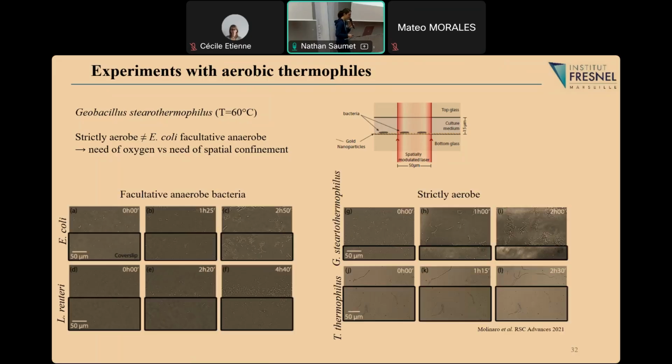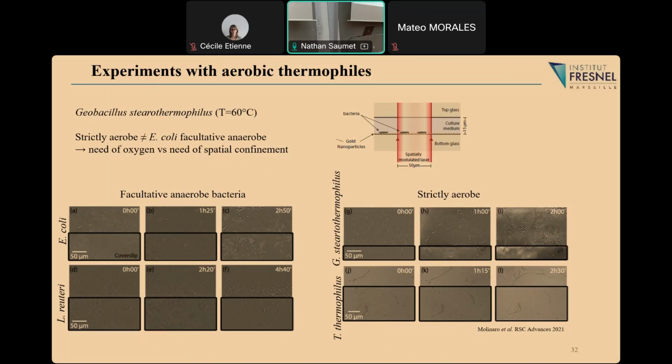So I carried out some experiments to check whether the problem comes from the oxygen. So here, I hope that we can see something. Here, it's two bacteria that are facultative anaerobes. So if they have oxygen, they are okay with that. If there is no oxygen, they are also okay with that. They can grow. So here in black, I have the cover slip and the time here. So Escherichia coli can grow under the cover slip and outside. For this bacteria, a lactobacillus like you have in yogurt, it can grow under the cover slip as well.